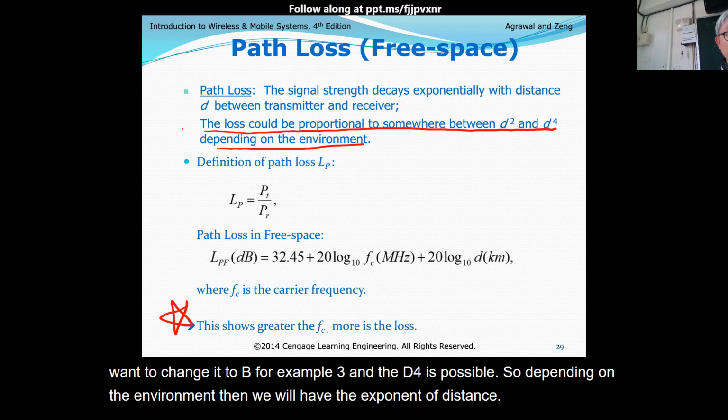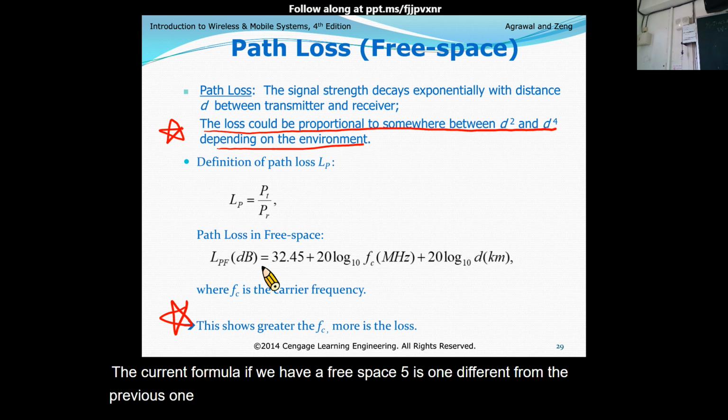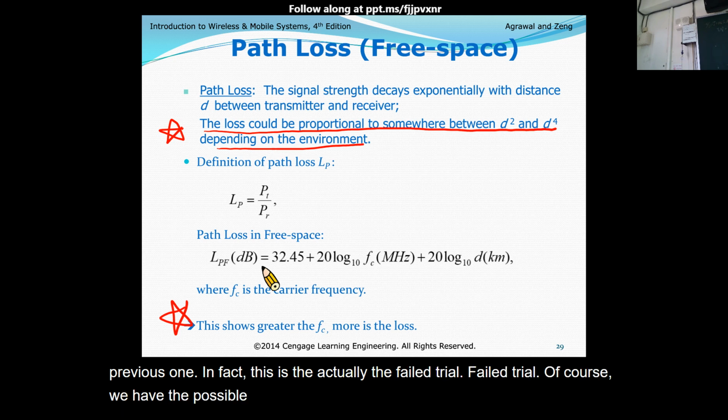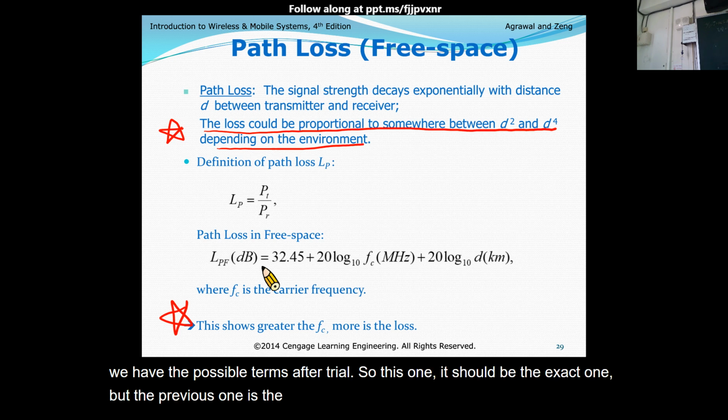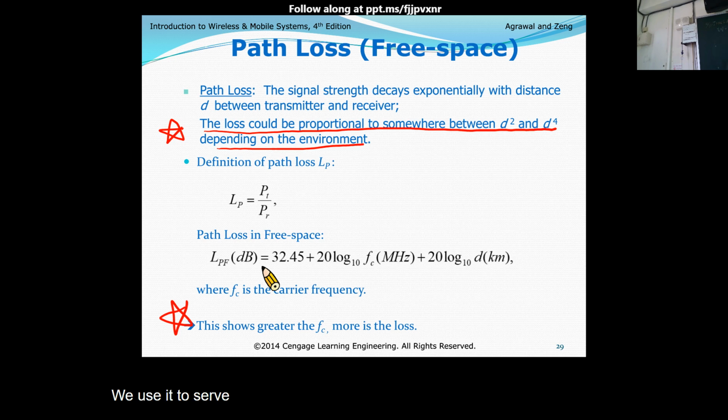So this one as well. And for the current formula, if we have a free space, why is this one different from the previous one? In fact, this is actually the field trial. Field trial, of course, we have the possible terms after trial. So this one should be the exact one, but the previous one is the simplified one. The previous one, we do not have the formula like this. And here, we use it to serve as the path loss in free space.